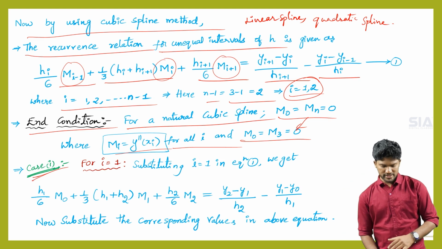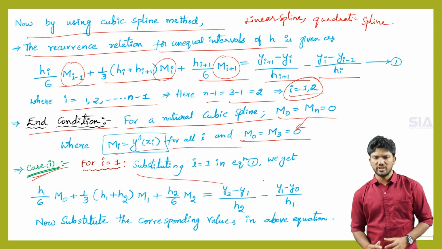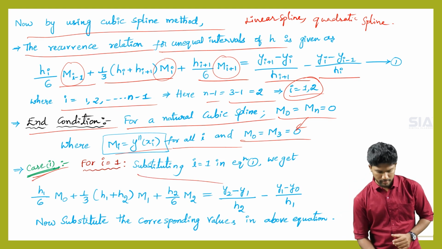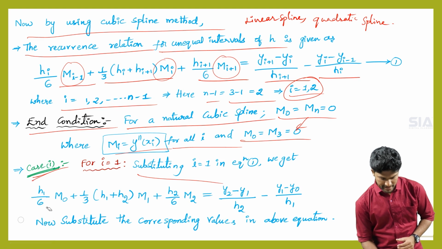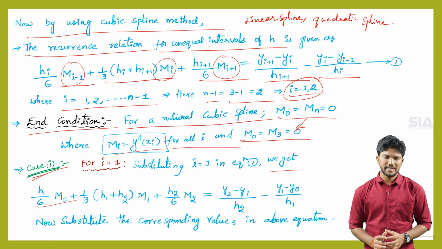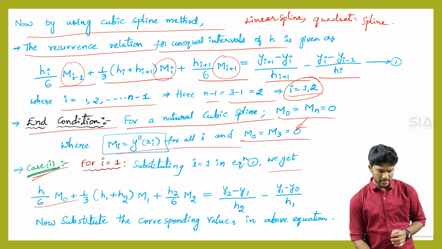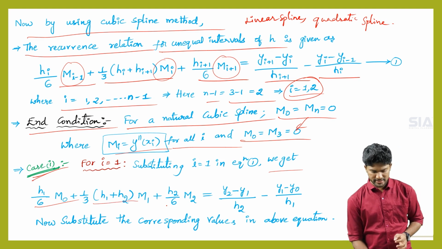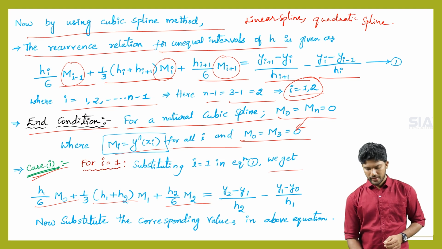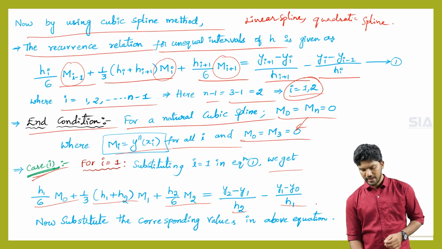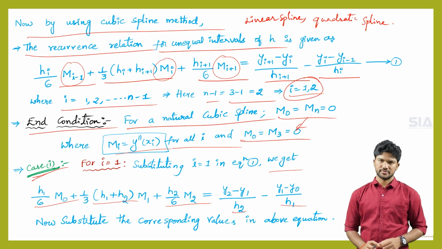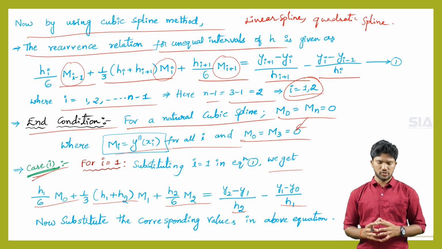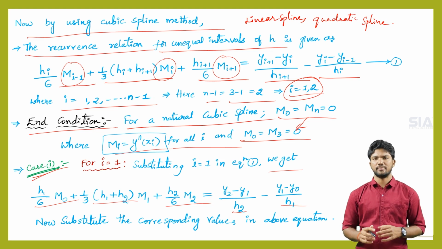Okay, so for first i is equal to 1, substituting i is equal to 1 in equation number 1, we get that h1 by 6 into m0 plus 1 by 3 into h1 plus h2 into m1 plus h2 by 6 m2 is equal to y2 minus y1 by h2 minus y1 minus y0 by h1. That is the formula when you substitute i is equal to 1 in equation number 1.